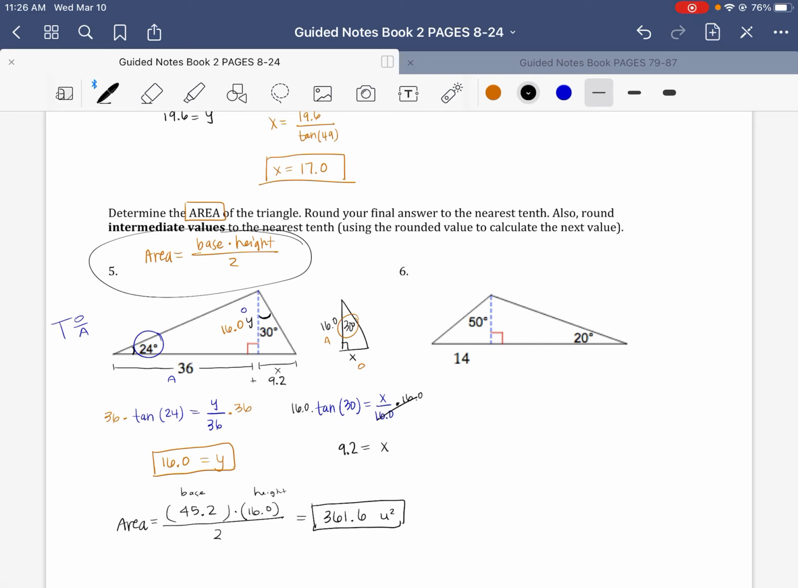Again, you're going to practice just a couple of these, and we'll just keep practicing using trigonometry within other types of problems. So this one is definitely an area problem, but we are using trigonometry to help us find the necessary parts to find the area.